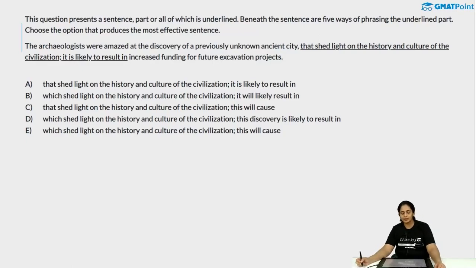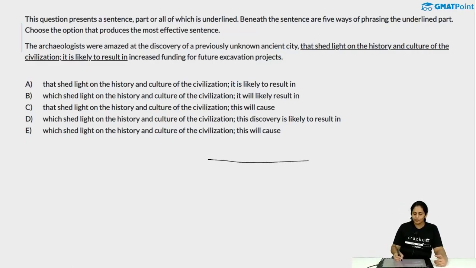So essentially the first split that we see is between that and which. You have three options with which, you have two options with that. Whenever you have a direct sentence, for example, the train that got late finally arrived at the platform, it is a complete sentence and there is no comma. If there is no comma separating the clause from the main sentence or the subject, then you have to use that.